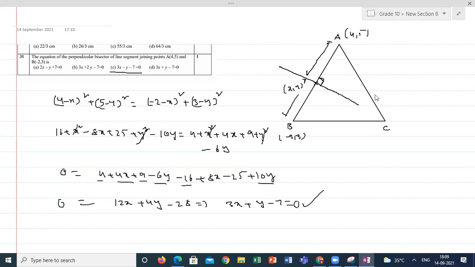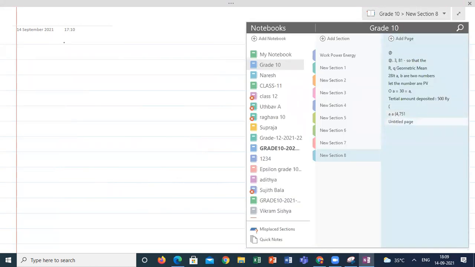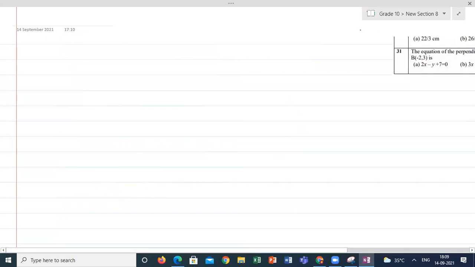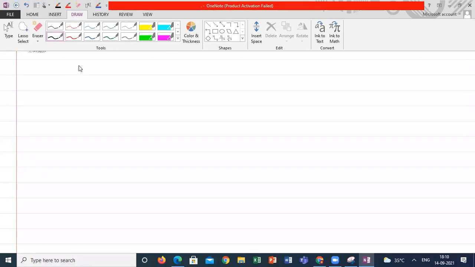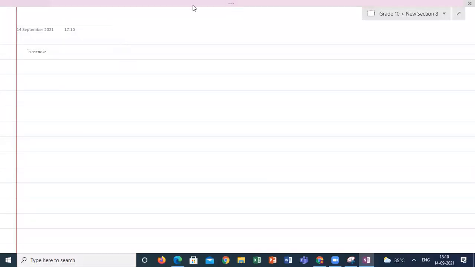Sir, is this the only method? Is there any other method I can do? Yes, one more method also you can do in a simplest way. Students, are you clear what I did in the previous solution? Same question I am explaining in a different method for MCQ. Guys, able to hear me? Yes.